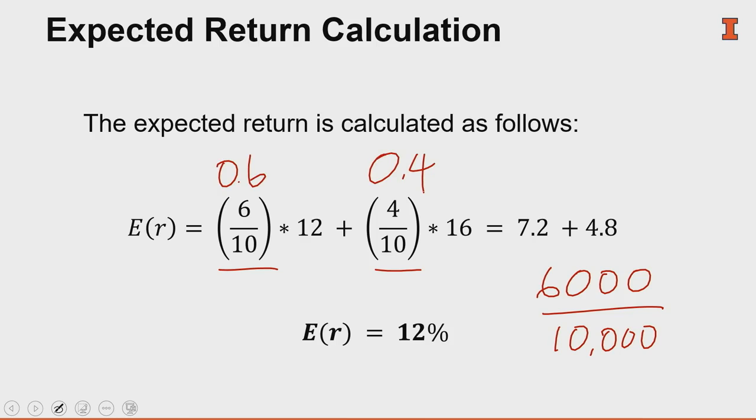Your expected return in the example was given to be 12% and 16%. And then once you multiply out and add up the products, you have 7.2 and 4.8, or an expected return of 12%. And that's how you calculate the expected return of a portfolio.